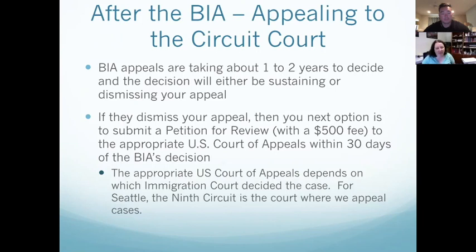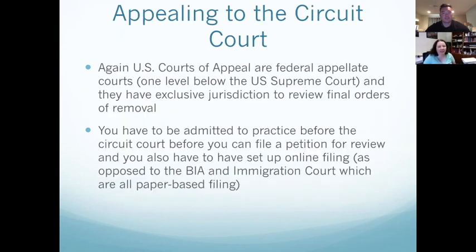And of course, if your client's case was decided in the Seattle Immigration Court, then it's an issue of venue. Because the Seattle Immigration Court is in the Ninth Circuit, the Ninth Circuit has jurisdiction over that appeal. If your client's case was decided in San Antonio Immigration Court, then the venue for the appeal is in the Fifth Circuit, right? So you do need to know, obviously, where the immigration court was in order to know where to file the correct appeal.